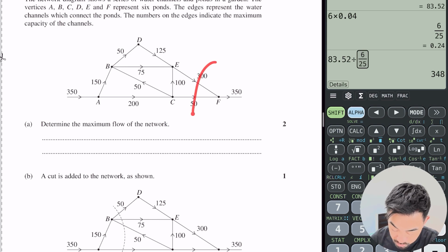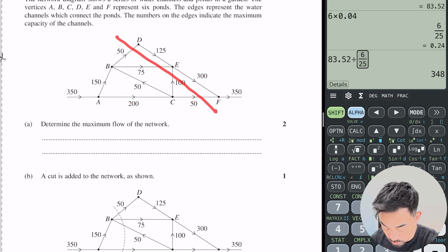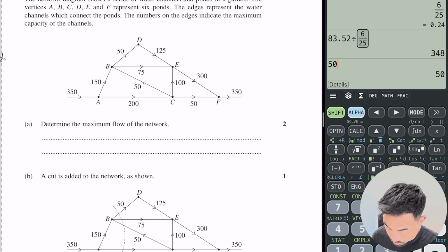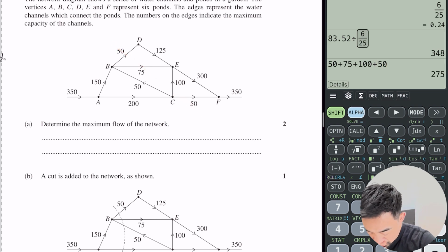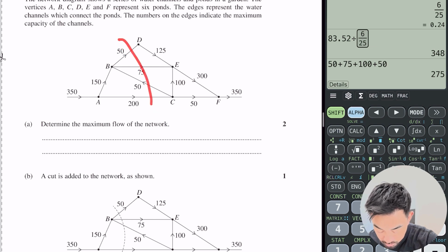So what's this? That's 350, so no, because that's 350 here, 350. So I need something smaller. Could be this one. So what's that? That's going to be 50 plus 75 plus 100 plus 50. That's 275, right? Could work. Let's just make sure there's no other way. So what about this one? No, that's not going to be it.